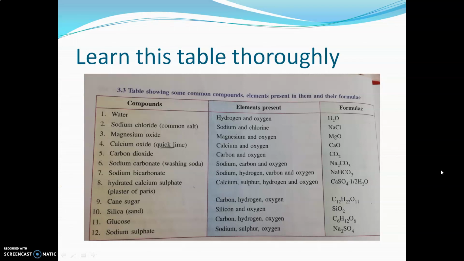Now there is a table 3.3 given in your book that shows some compounds, the elements present in them and their formulas. You have to learn it thoroughly, and it is very important for you to understand and write the formulas as given in your book. So this is your work: you will learn this chart along with the atomic numbers from 1 to 20.